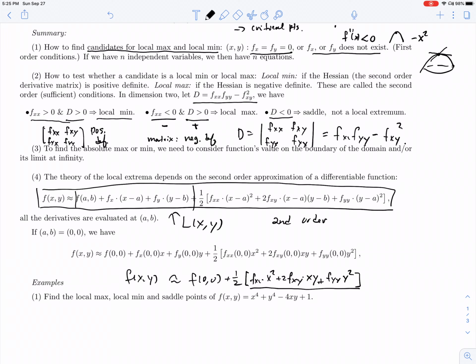A saddle means you have directions where the value is going to decrease, and you also have directions where the values are going to increase. Okay. I think we're going to stop over here for a break from the theory, and then we're going to do the examples.